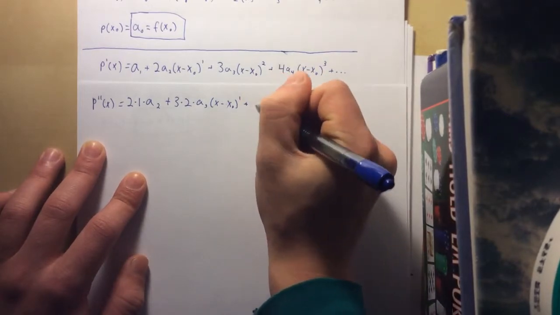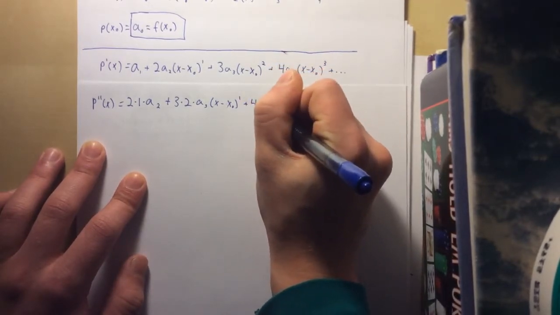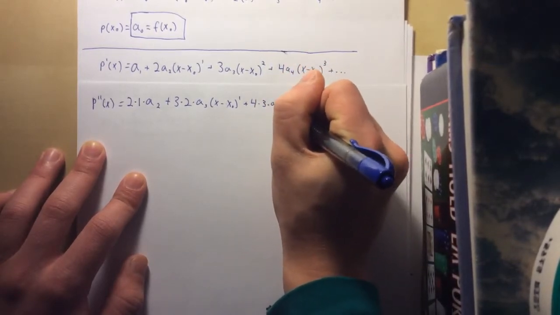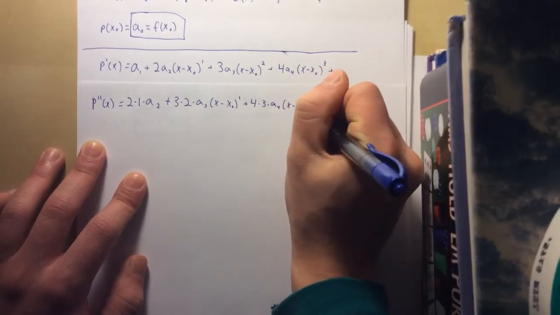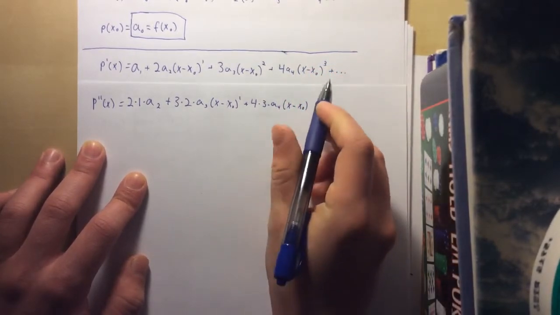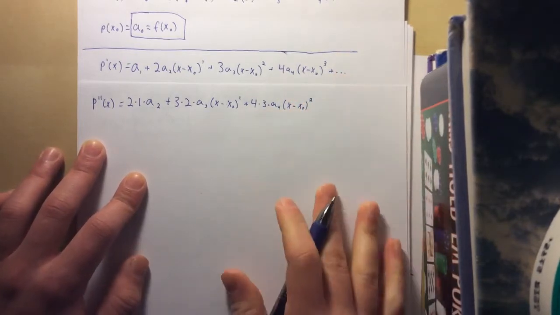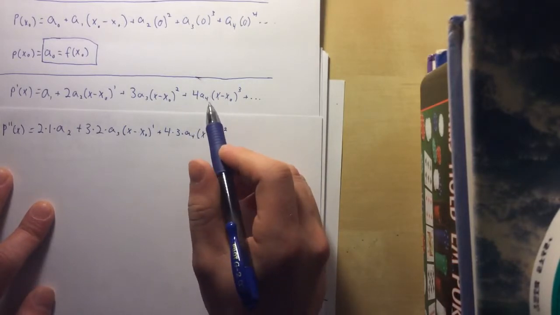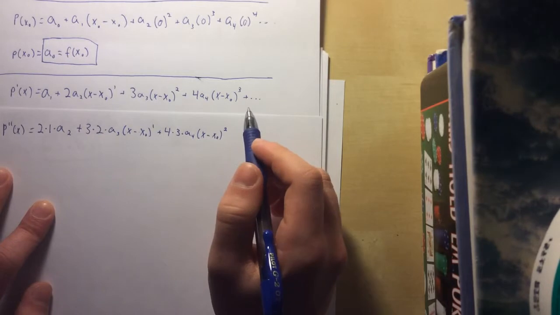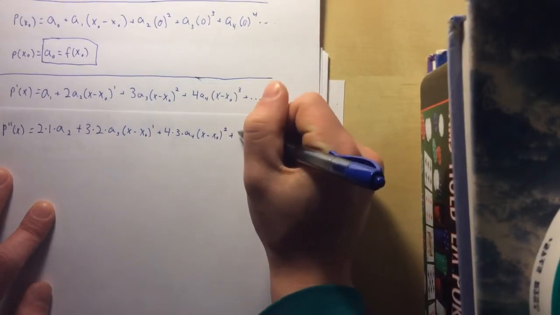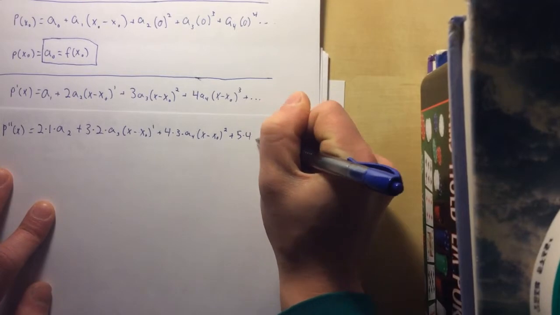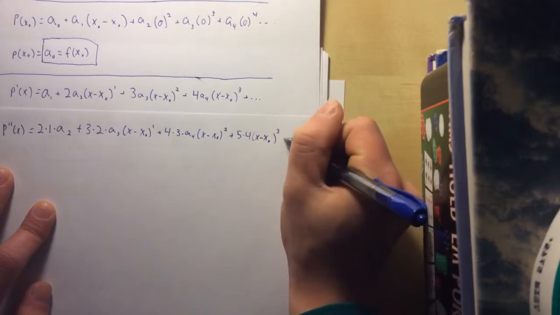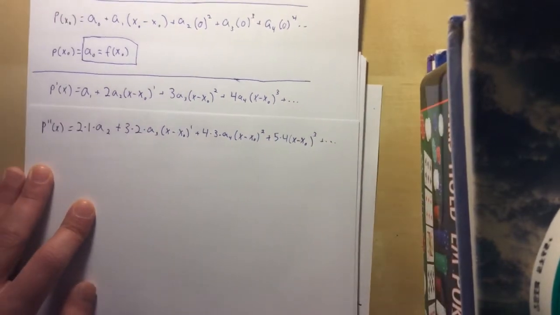And then we'll do another term. So 4 times, remember, multiply by the power, times a sub 4 times x minus x naught. We reduce the power by 1. And let's go ahead and write one more term. So the next term would be 5 a sub 5 times x minus x naught to the fourth. So the derivative of that would be 5 times 4 times x minus x naught to the third. And that will go on and on.